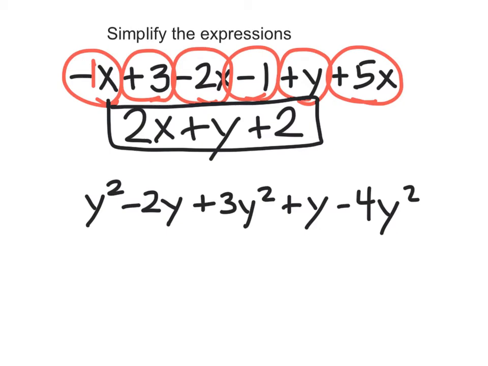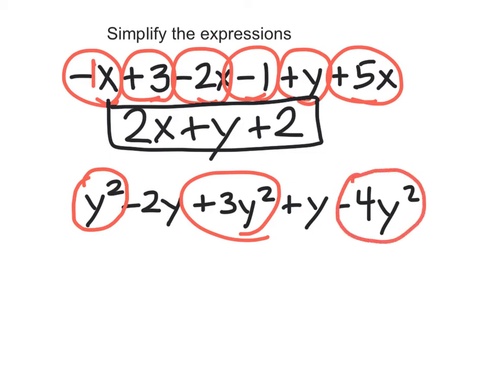Alright, pause your video and then restart to check the answer for the next one. Welcome back from pausing your video. Let's combine our like terms. That's a 1y squared. This is a 3y squared. And this is a negative 4y squared. So 1 plus 3 is 4. 4 minus 4 is 0. So we end up with 0y squareds.